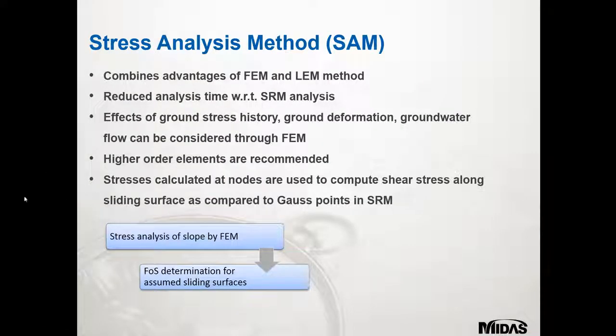The stress analysis method offers the simplicity of the limit equilibrium method and the accuracy of the finite element method in one method. Effects such as ground stress history, deformation and groundwater flow, seepage can be considered through the finite element method. For the strength reduction method and the stress analysis method, it is recommended to mesh the geometry with higher order or quadratic elements.